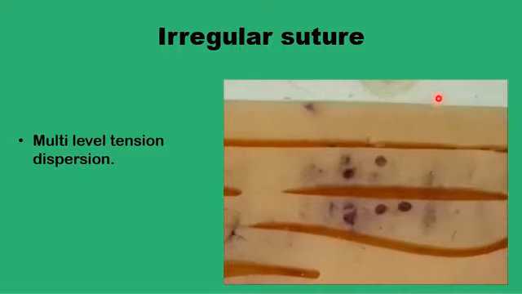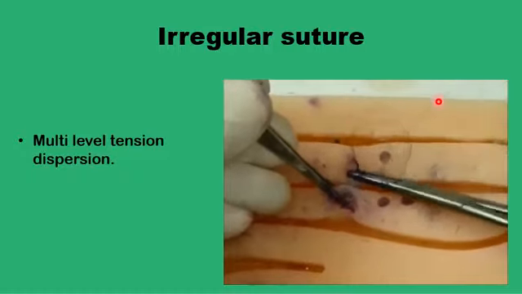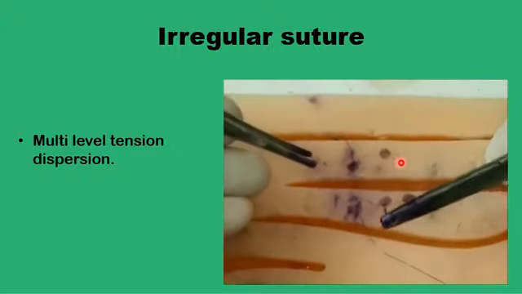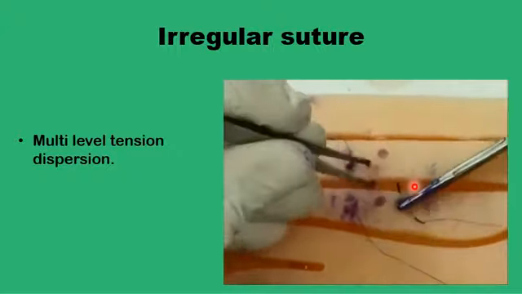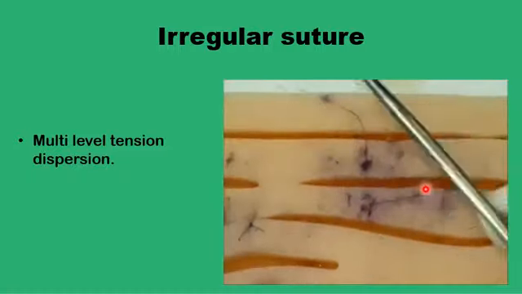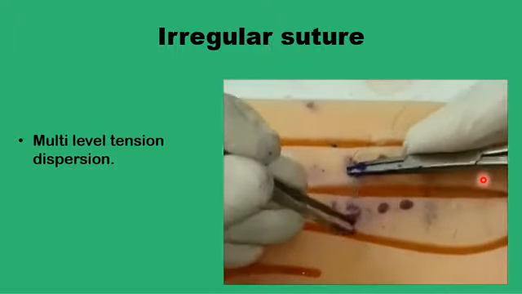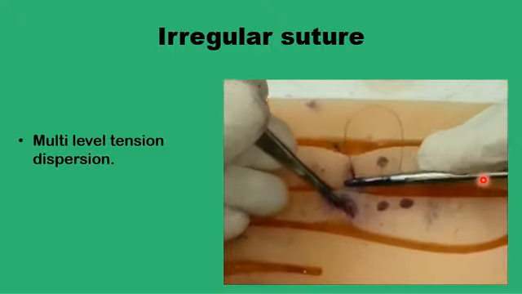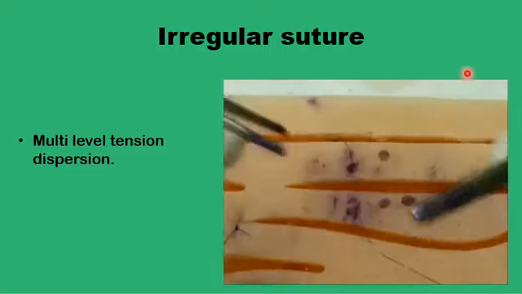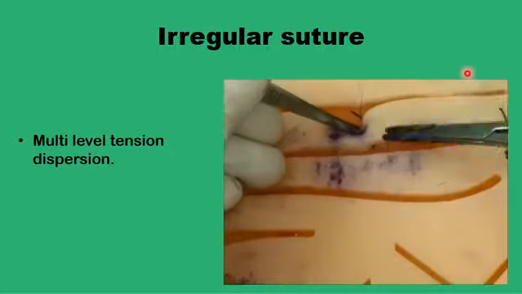And then the irregular suture, which disperses tension on multi-levels and multi-directions. Some of the points of entry would be opposing directly, some of them would not. Some of the needle directions would be vertical, some of them would be horizontal, and some would be oblique. And the net effect would be dispersion of the tension in multi-levels and multi-directions. It's effective in holding up fascia or muscles to bring about some dispersion of the tension in the wound.